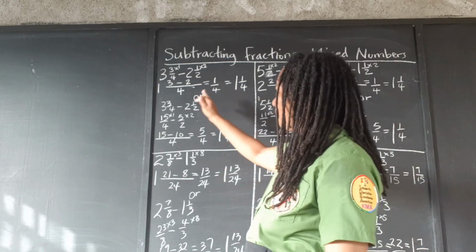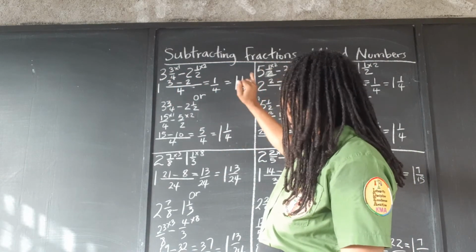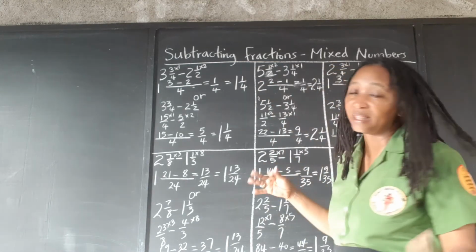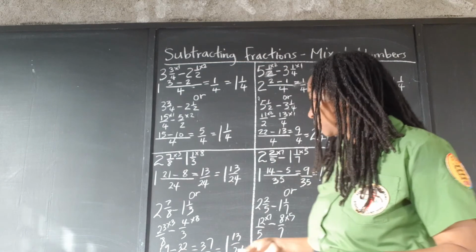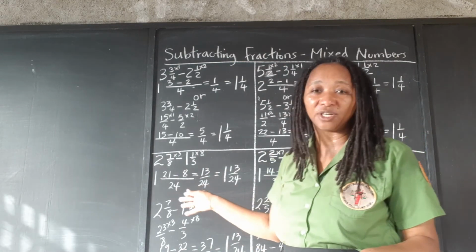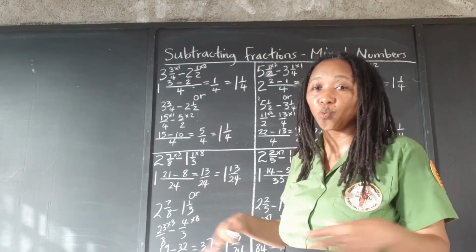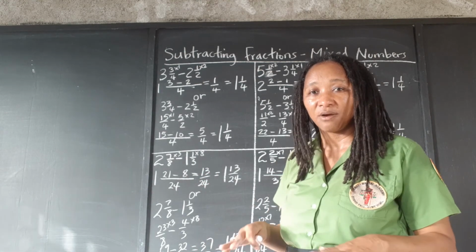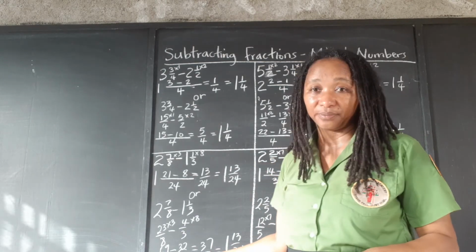Whether we're working by subtracting the whole numbers first, working the fractional part, and then combining those answers, or changing the fractions to improper fractions, then finding the LCM and working all of that as one, we'll end up with the same answer.